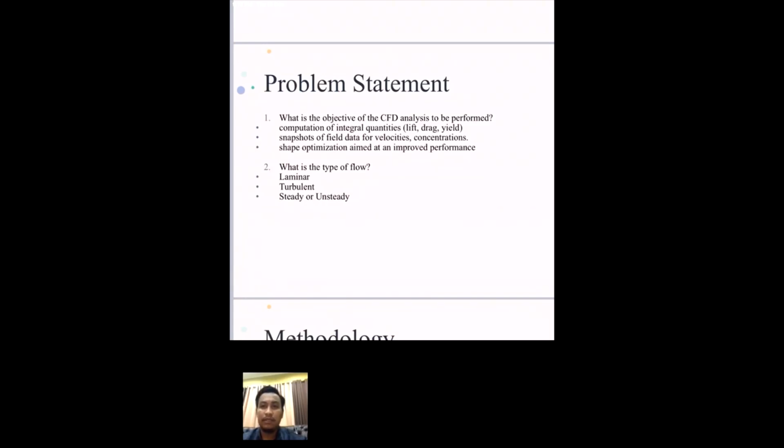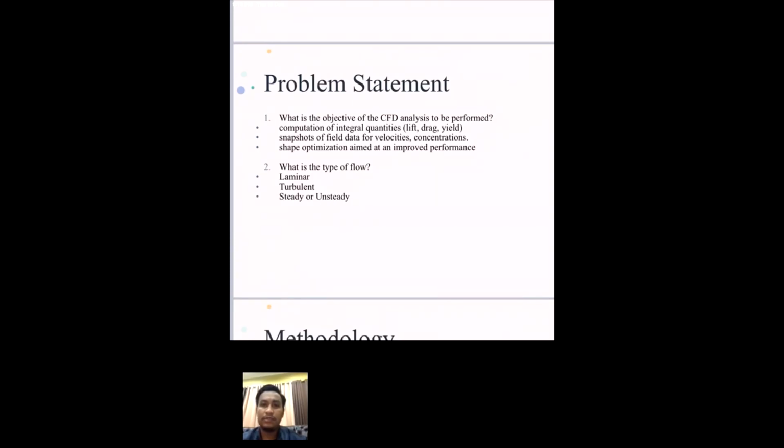I will present about the problem statement. First problem statement is what is the objective of the CFD analysis to be performed. Okay, first we need to know the computation of integral quantities, for example lift, drag and yield. Secondly is the snapshot of field data of velocity consideration. Thirdly is the shape optimization aimed at improved performance.